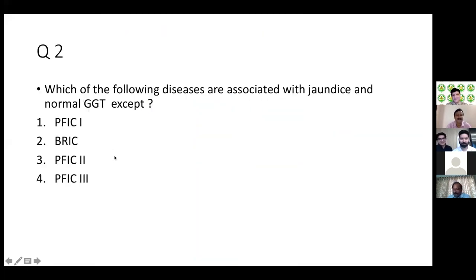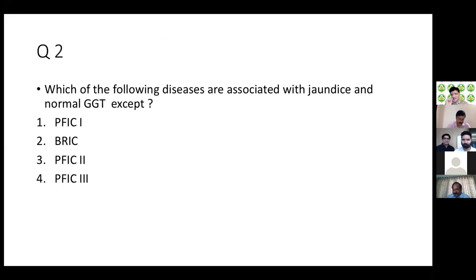Maybe we can see what the audience is answering. PFIC3 67%, PFIC2 9%, BRIC 17%, PFIC1 7%. I expected BRIC to get much more scoring. No, this is actually a normal except question, which means all would have normal gamma GT. There is only one which will have elevated GGT here. Correct. And the answer should be PFIC3.